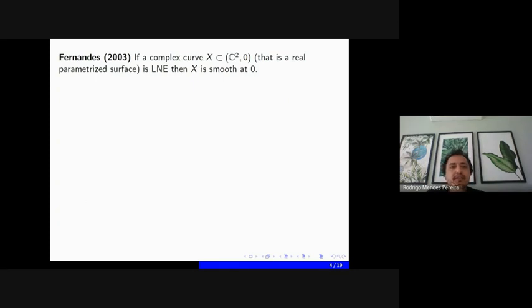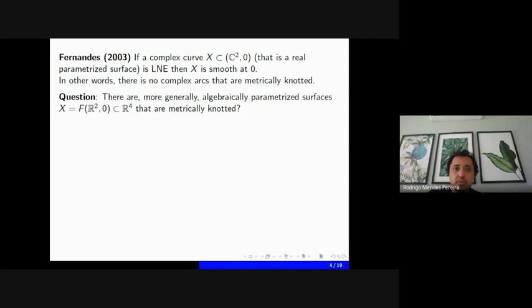So let me justify this strong fact. When you put some kind of metric irregularities, a linear property included in the work of Alexandre Fernandes, you get this strong fact. If you have a complex arc, a parameterized surface, irreducible, and if this arc is LNE, then necessarily X is smooth, in fact. So, in other words, there is no complex arc that is metrically knotted.